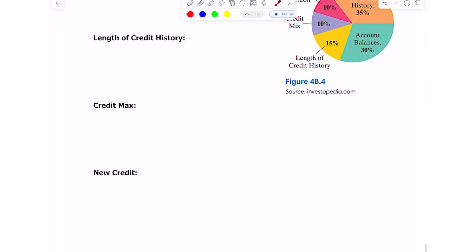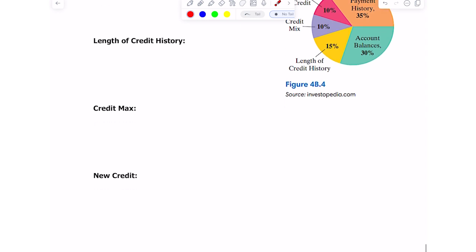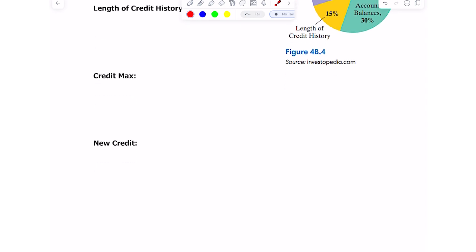And also new credit, which is 10%. So opening new multiple accounts in a short period of time is viewed as risky. If you open up a bunch of credit cards within a short period of time, that may not look good to the lender, right? And it may lower your score. So that's a brief overview of credit cards and your credit report and credit scores. Certainly you're welcome to look up more information in the textbook to learn more about it, to also look online. But if you have any questions, please feel free to reach out to me.